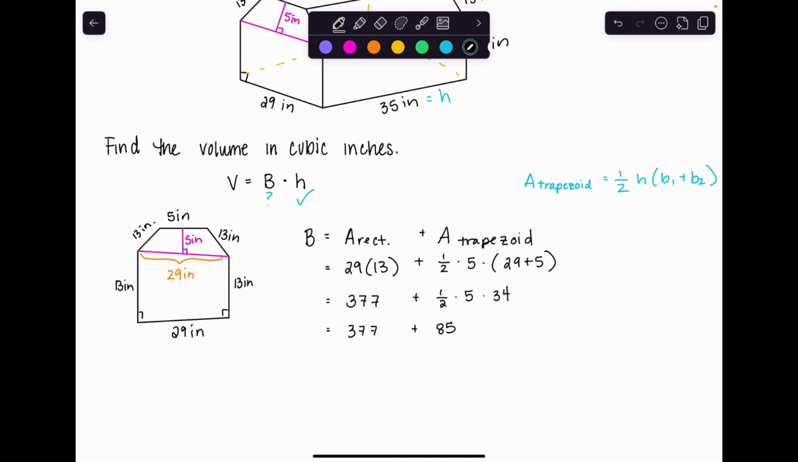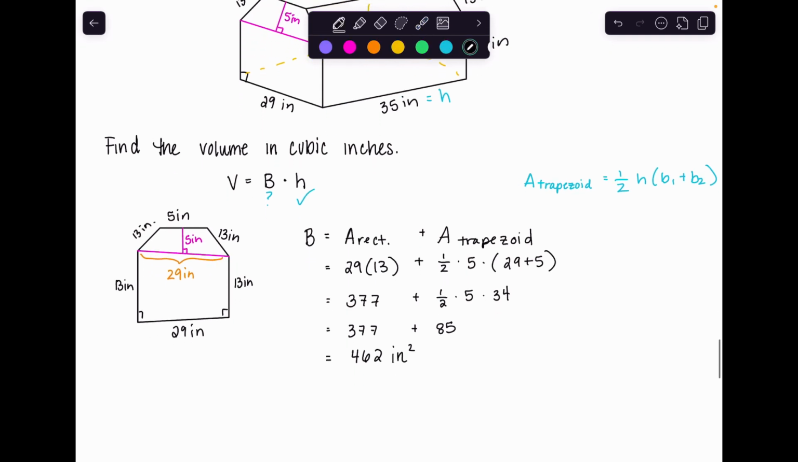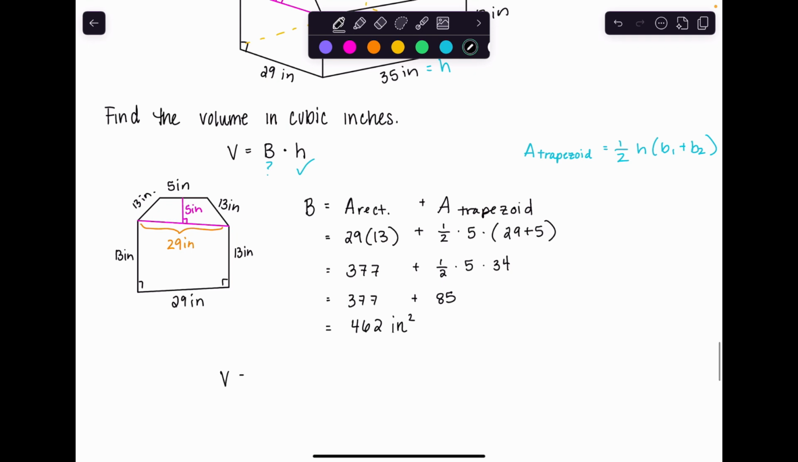Okay. Then adding these two together gives me 462. And then this is an area, so this unit is inches squared. So I have the area of the base of my prism. So all I need to do is multiply that by the height. So my volume is going to be 462.